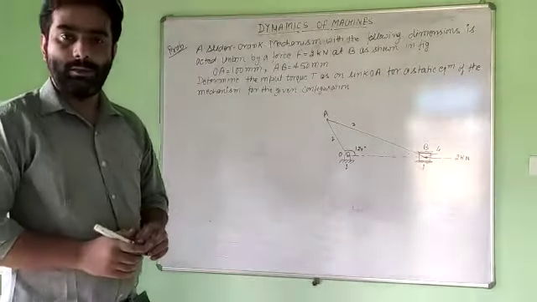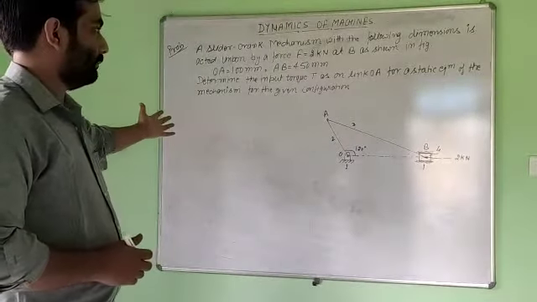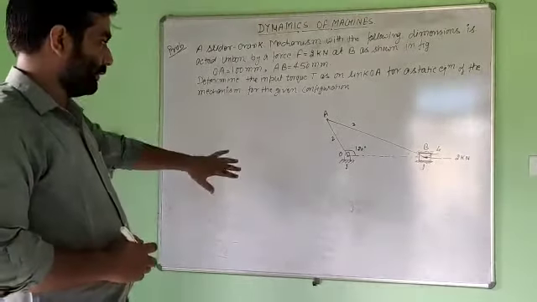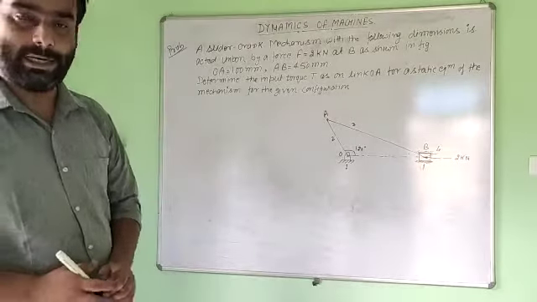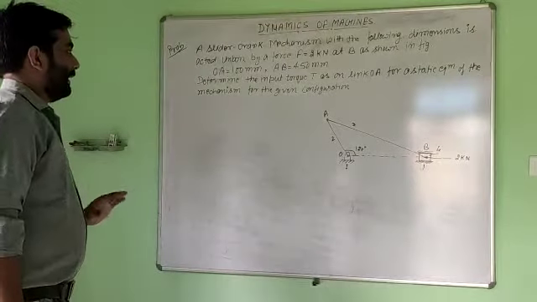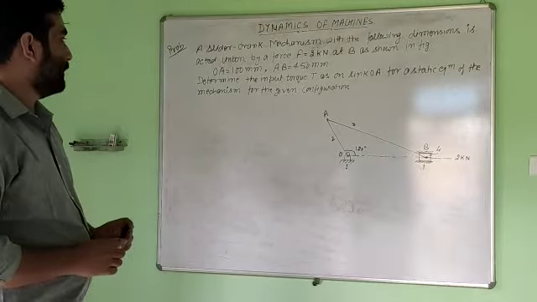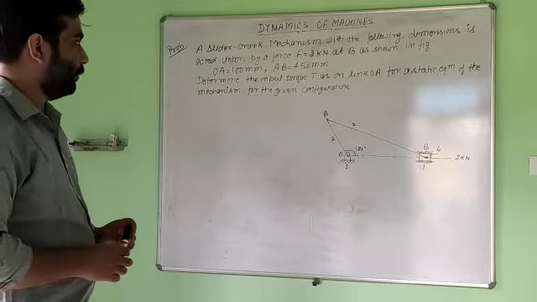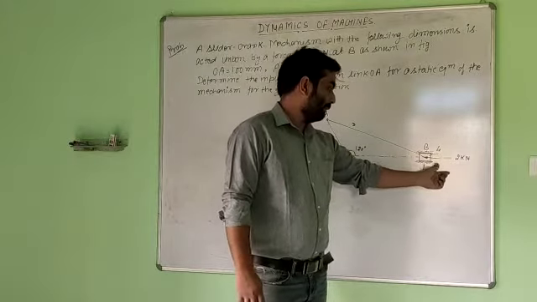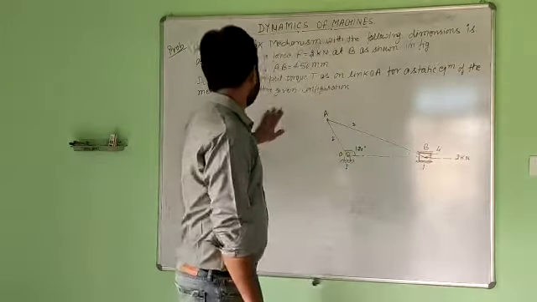So today we are going to solve a numerical on the same case which we have solved in the last lecture. First we will draw the free body diagram of the slider crank mechanism, then we will solve the numerical. The numerical is: a slider crank mechanism with the following dimensions is acted upon by a force of 2 kilonewton at point B as shown in the figure.